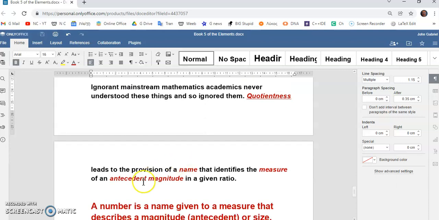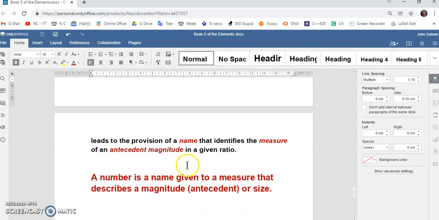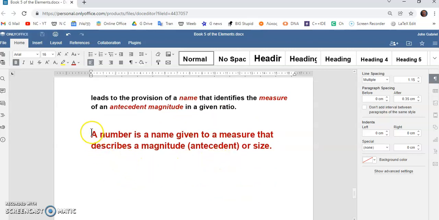Quotientness leads to a provision of a name that identifies, and quotientness should actually become a word, because in Greek, pilikotita means quotientness. Okay. Should actually become a word in English, leads to the provision of a name that identifies the measure of an antecedent magnitude in a given ratio, leading to the definition of number. A number is a name given to a measure that describes a magnitude, in particular the antecedent of a ratio, or size. Both the magnitude and size refer to the antecedent.